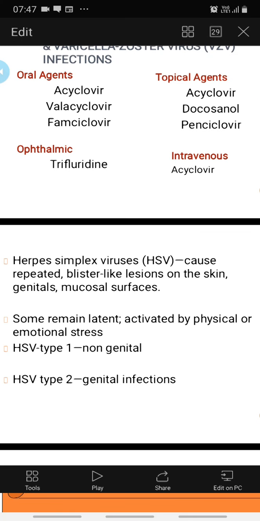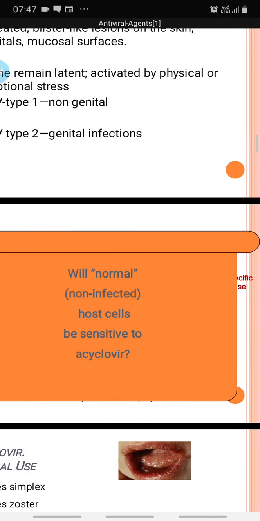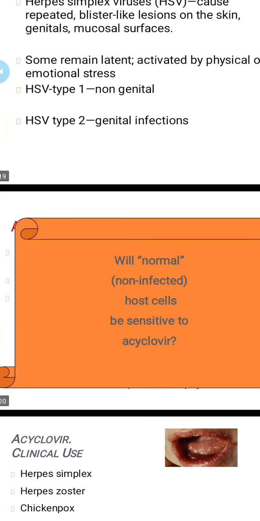HSV can cause repeated blister-like lesions on the skin, genitals and mucosal surfaces. Some remain latent, activated by physical and emotional stress. HSV type 1 is mostly a non-genital infection, while HSV type 2 mostly causes genital infection. Will normal non-infected host cells be sensitive to acyclovir?